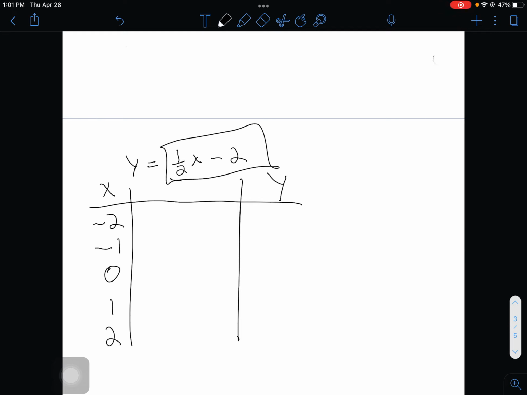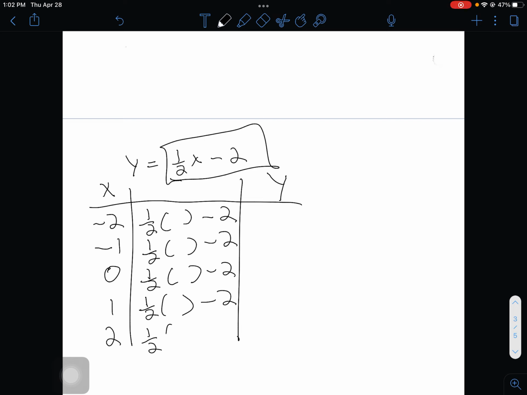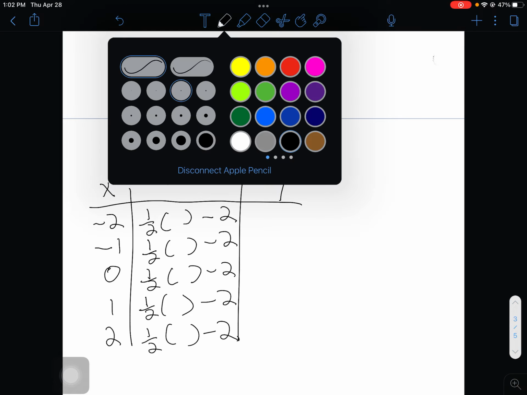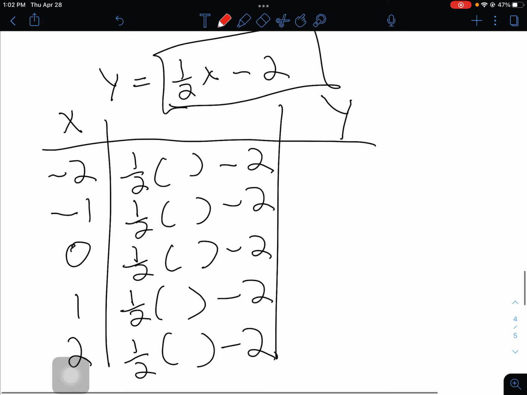Again, here is our function: 1/2 x minus 2 for each one. Let's see what we get. First off, we're using -2. So 1/2 times -2, I'm just taking half of -2. That's -1. Minus 2 is -3. And you could put these into your calculator. That is fine.